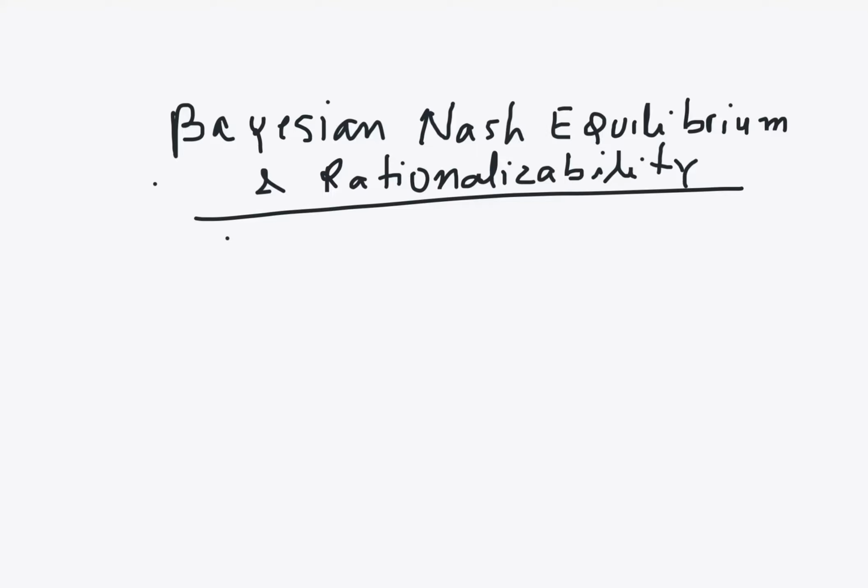So let's look at another game here, a game in incomplete information, where one player has more information than the other player. Then we are going to convert this game into the Bayesian normal form, and then we are going to find the Bayesian Nash equilibrium of this game. So let's look at a game.